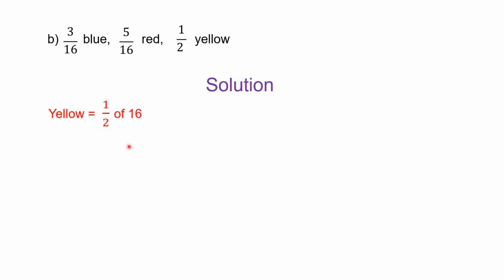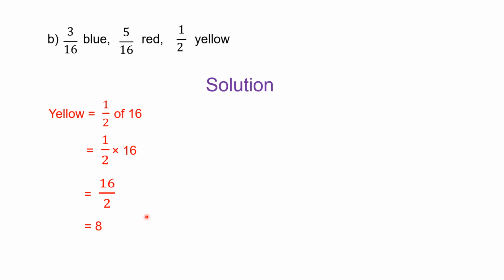Half of 16. 1 by 2 multiplied by 16. Multiply the numerators. 1 into 16 by 2. Here we have written directly. 16 ones are 16 divided by 2. We know that 2 8s are 16. So it equals 8. Number of squares in yellow is 8.